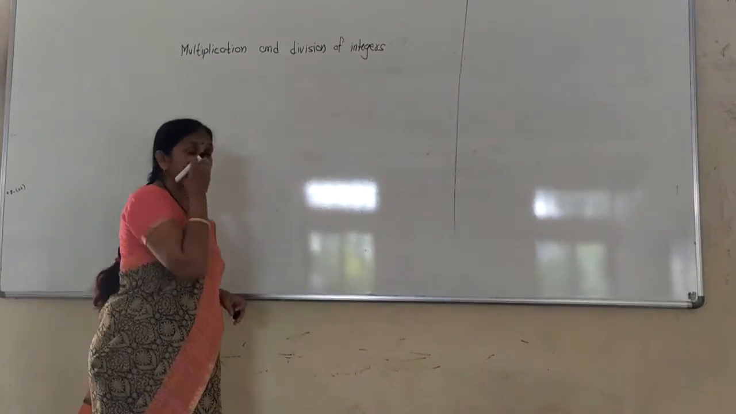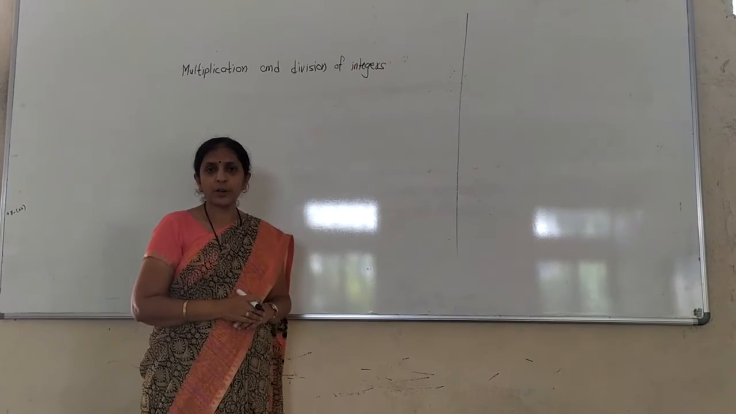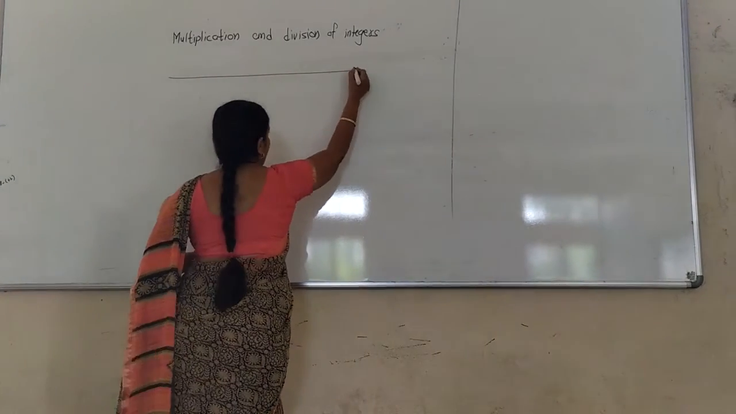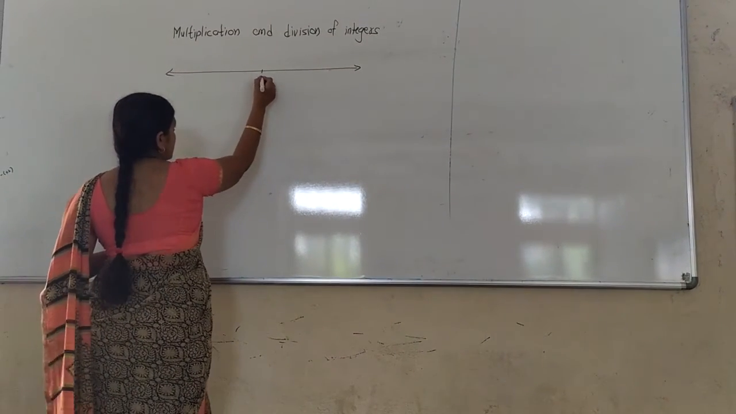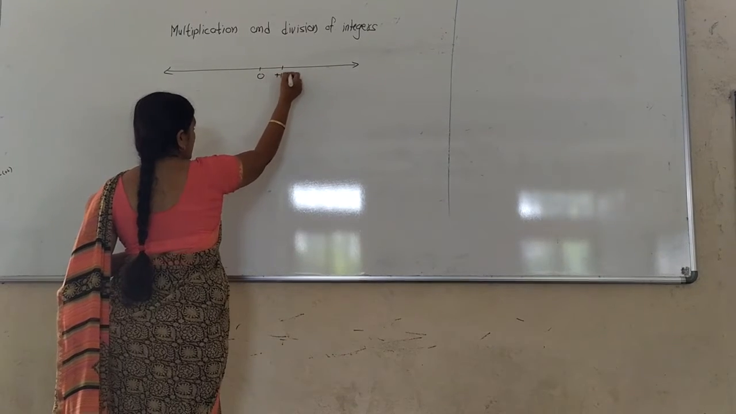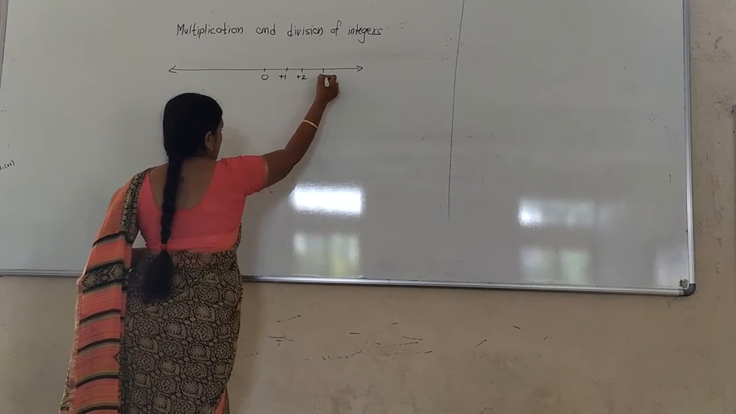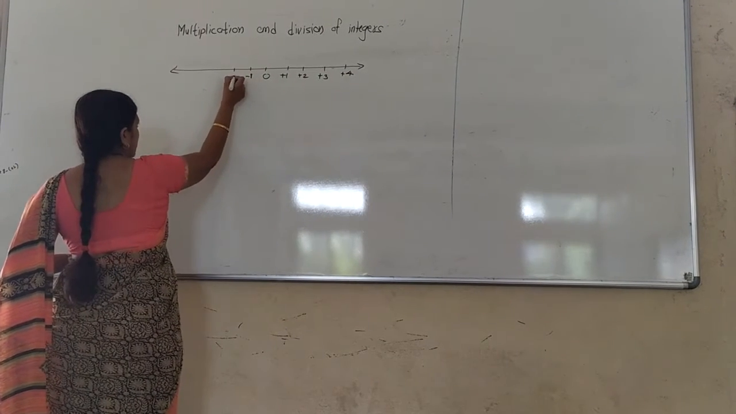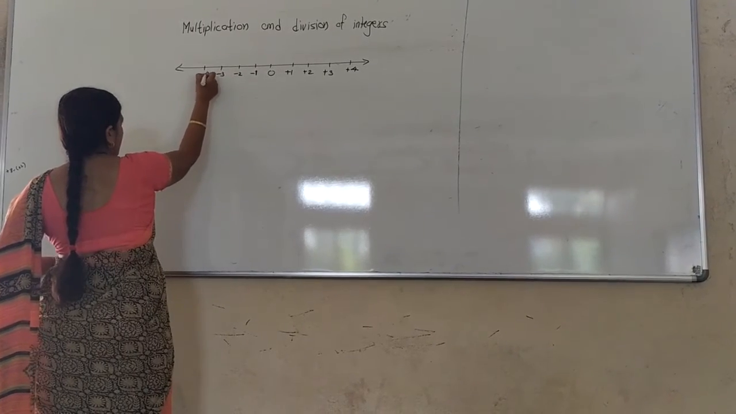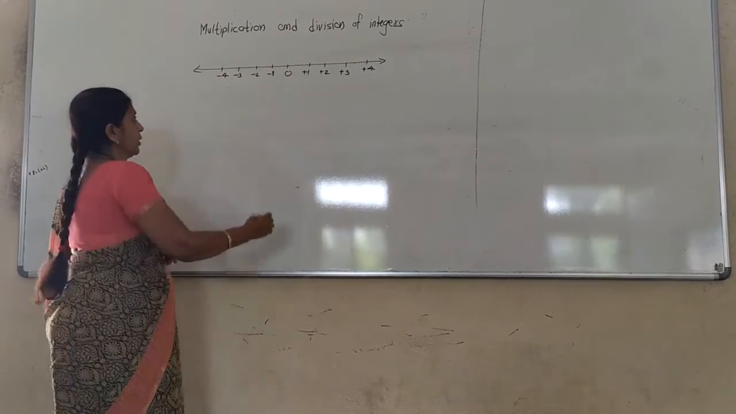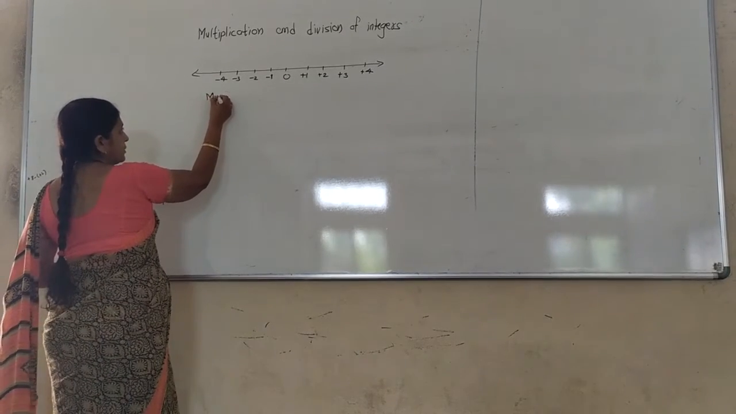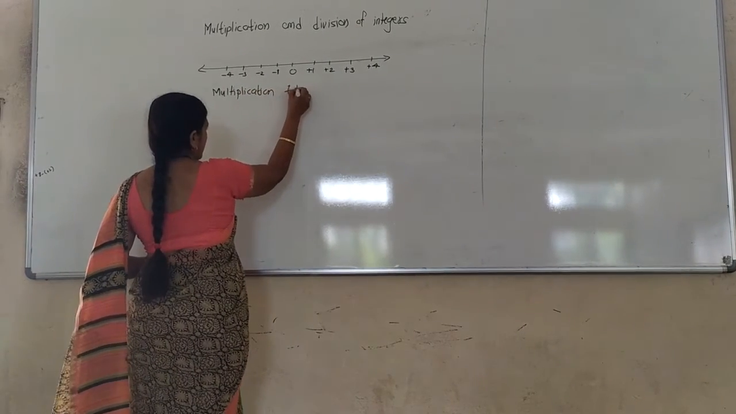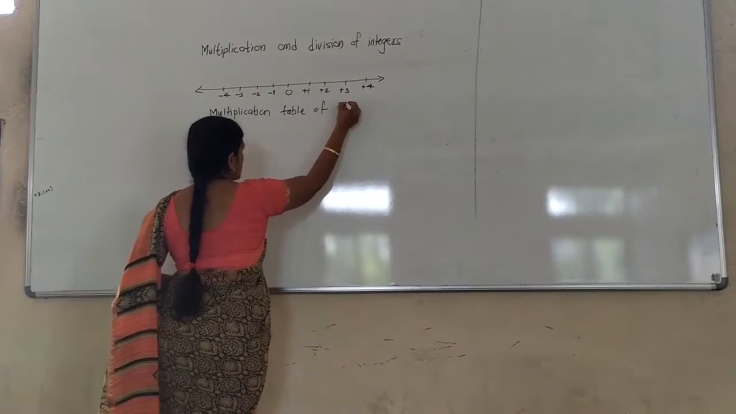Now we start framing the multiplication tables of the negative numbers. First we will try the multiplication table of minus 4. For that, first I will draw the number line to show the integers. 0, plus 1, plus 2, plus 3 and plus 4, positive numbers. Minus 1, minus 2, minus 3 and minus 4. Now we are forming the multiplication table of minus 4.